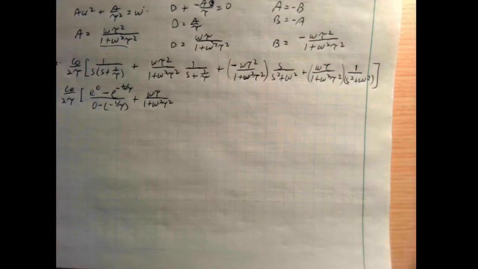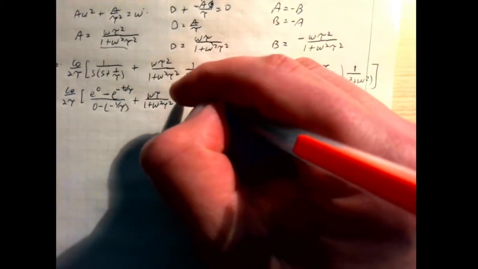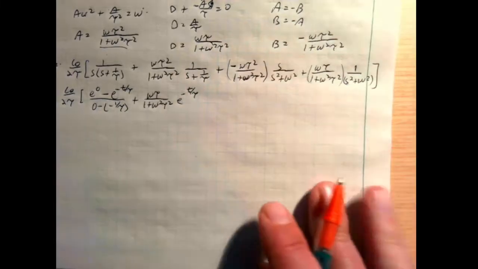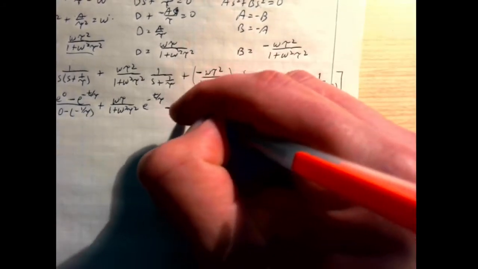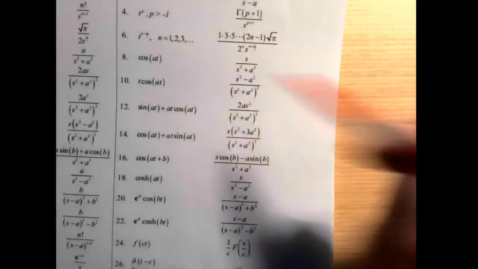This one, 1 over s plus 1 over tau, that is just my exponential here, so e to the minus t over tau. And then we have a minus omega tau squared over 1 plus omega squared times tau squared. And then s over s squared plus omega squared, if we go to our table, s over s squared plus a squared is cosine of at. So cosine of omega t here. Our a is an omega.